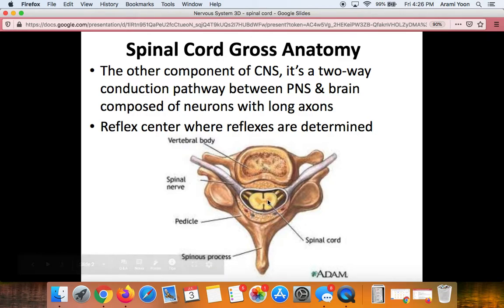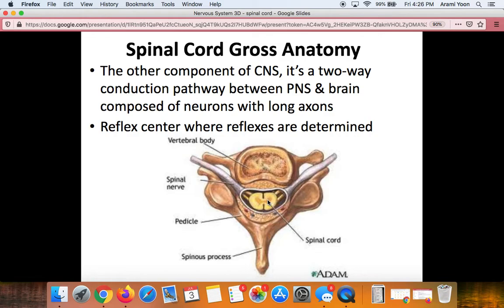So the spinal cord is the other component of the central nervous system. It's a two-way conduction pathway between the peripheral nervous system and the brain. And it's composed of neurons with really long axons. Some of them can be as long as your entire leg, right? They would go from your spinal cord all the way down the length of your leg, all the way to like your big toe. And your spinal cord is the reflex center where most of your spinal reflexes are determined.